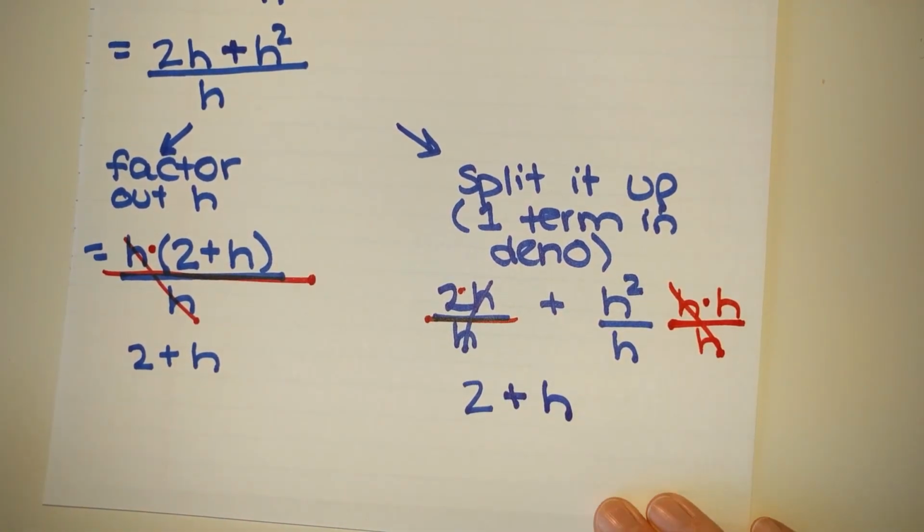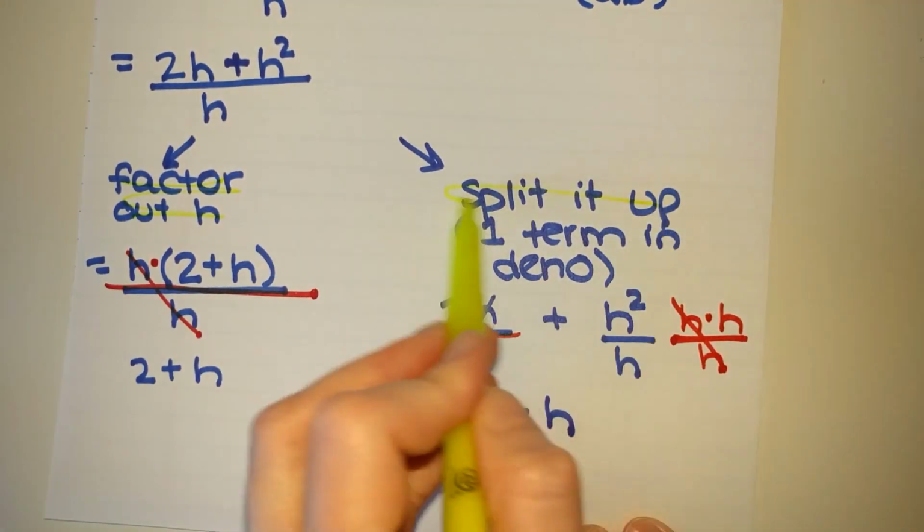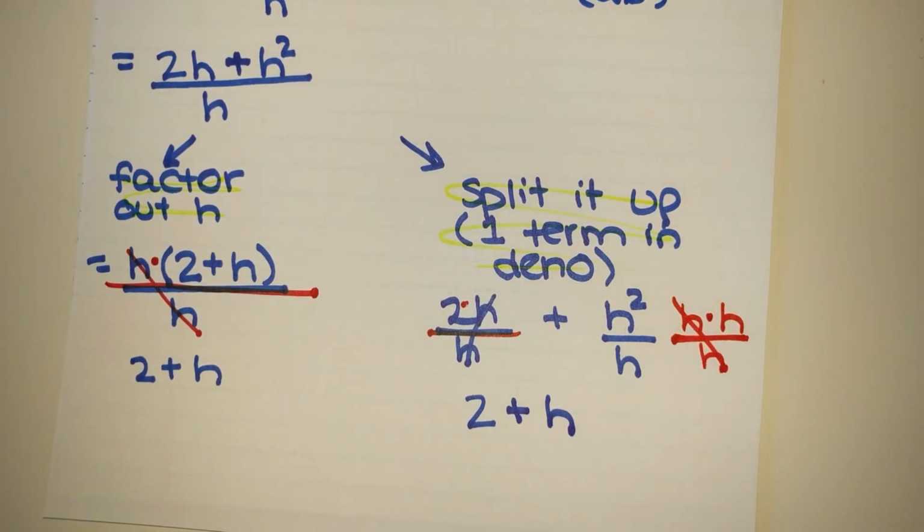Okay, so again, in summary here, what we did is we FOILed out, removed the parentheses, and then the key step was either factoring out the h or splitting it up when you have this 1 term in the denominator.